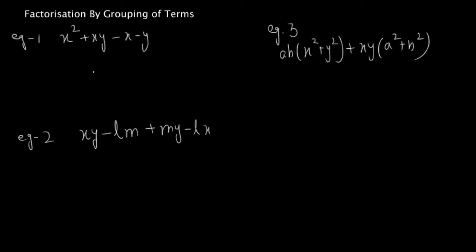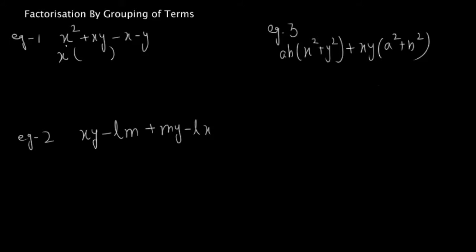Let's do factorization by grouping of terms. So in grouping of terms, we are given mainly 4 terms. So we group the first 2 terms together and the next 2 terms together. How we do it is, we see what is common in the first and the second term and we take that out of the bracket.